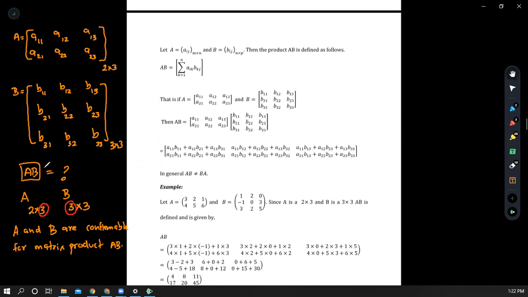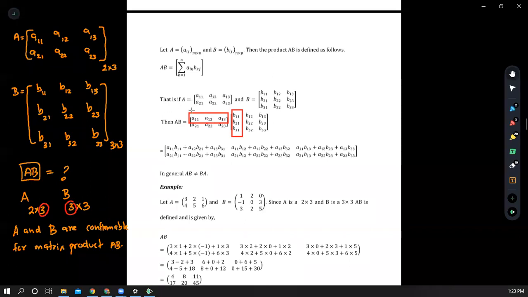Therefore, this is the first step: we identify whether these matrices are conformable for matrix product AB, and thereafter we can move on to obtaining the answer. What you have to do is select a row from the first matrix and a column from the second matrix. It is quite simple. Here I will select the first row of the first matrix, and the column is selected from the second matrix. Now I have selected the first row and first column.